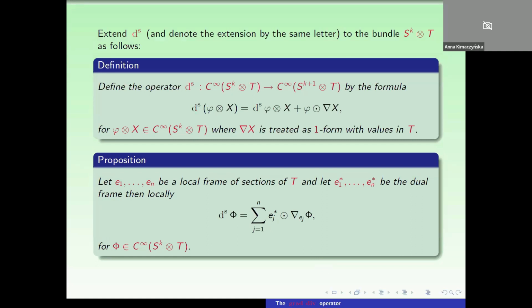We can extend ds to the bundle S^k tensor T as follows. Define the operator ds from C infinity of S^k tensor T to C infinity of S^(k+1) tensor T by the following formula, where nabla x is treated here as a one-form with values in T. And we have a similar local property. We can express ds locally by such an equality.